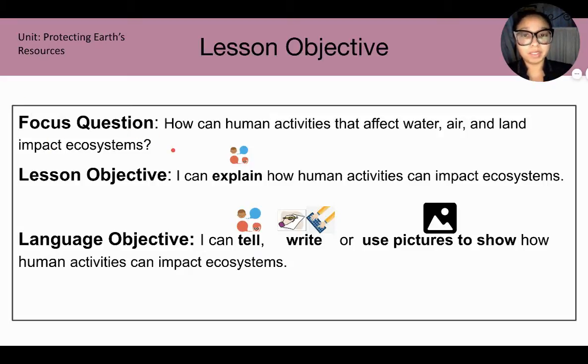Here's your focus question. How can human activities that affect water, air, and land impact ecosystems? We've been talking a lot about this week. Here's your lesson objective. I can explain how human activities can impact ecosystems. Here's your language objective. I can tell, write or type, or use pictures to show how human activities can impact ecosystems.